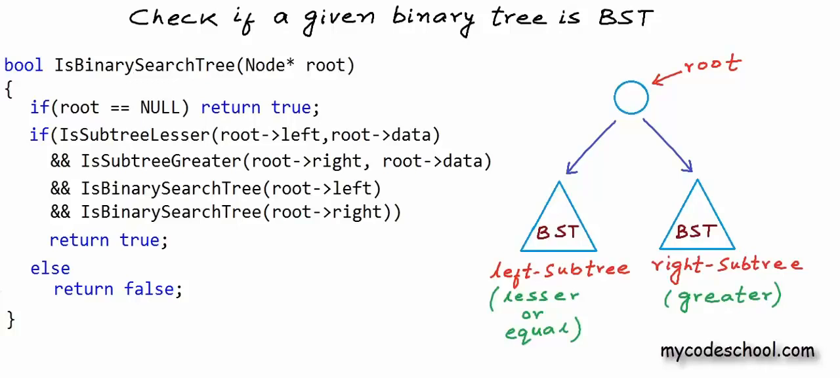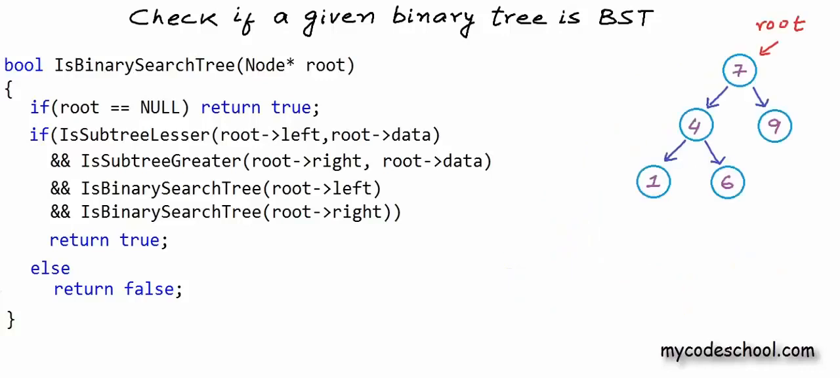Let's quickly run this code on an example binary tree and see how it will execute. I have drawn a very simple binary tree here, which actually is a binary search tree. Let's assume some addresses for these nodes in the tree. Let's say the root node is at address 200, and I'll assume some random addresses for other nodes as well. To check if this binary tree is a binary search tree or not, we will make a call to isBinarySearchTree function. I'm writing IBST here as shortcut for isBinarySearchTree because I'm short of space here.